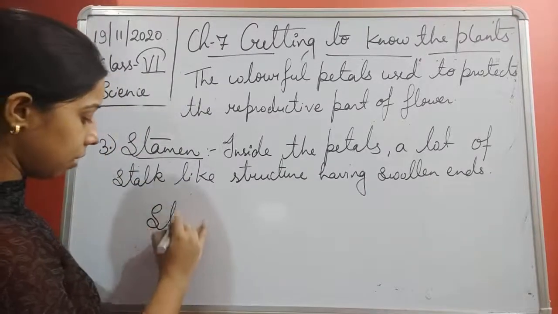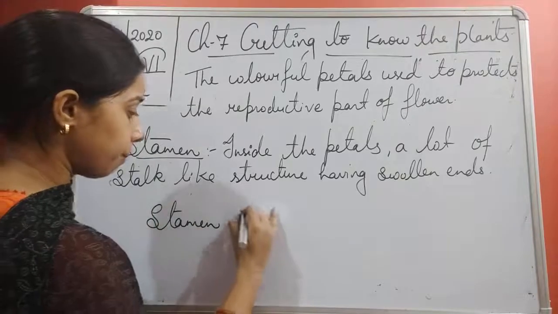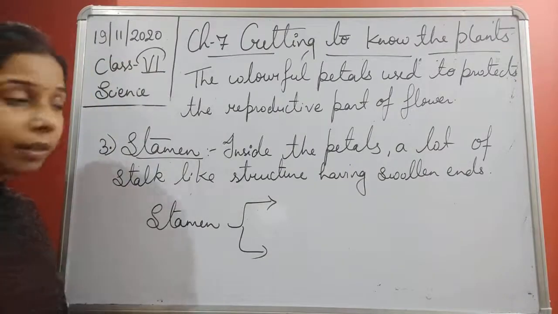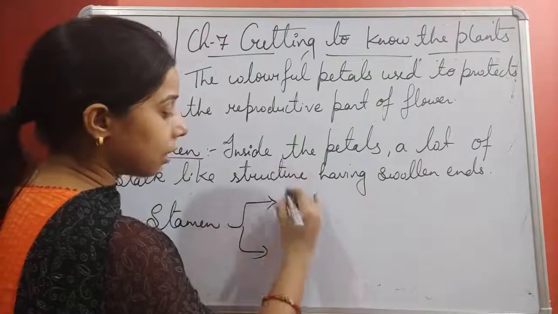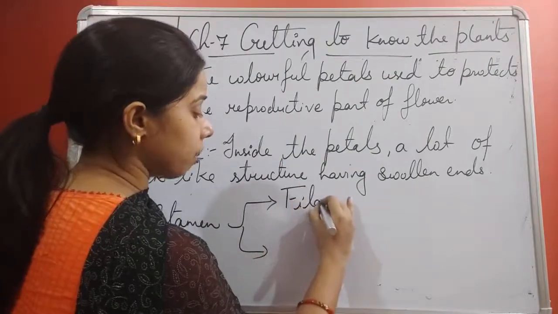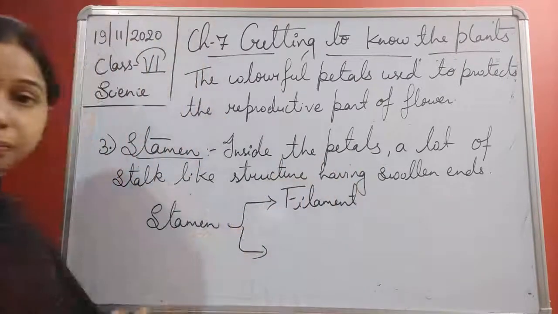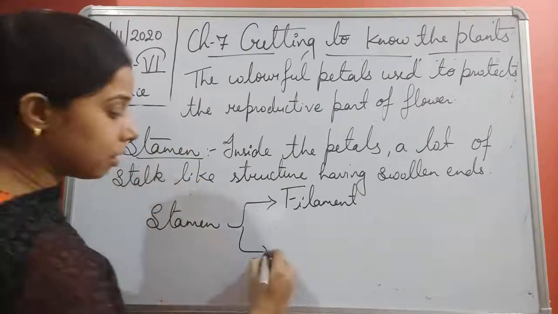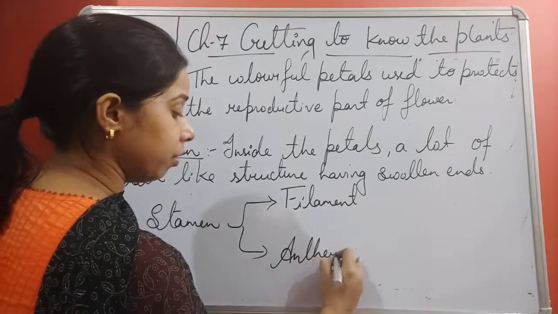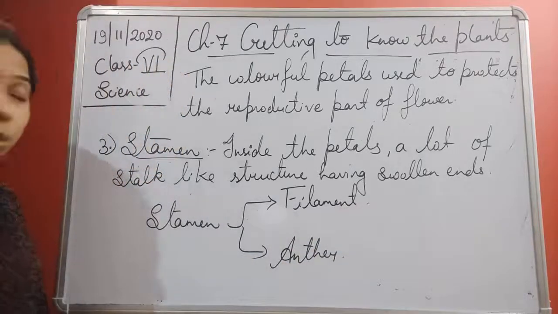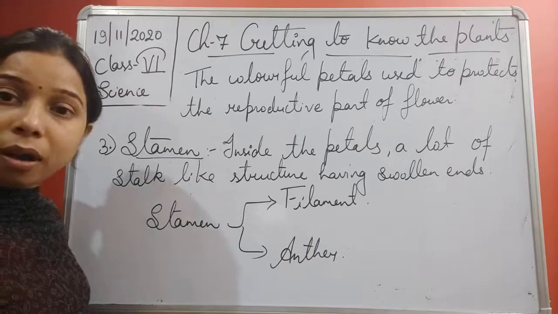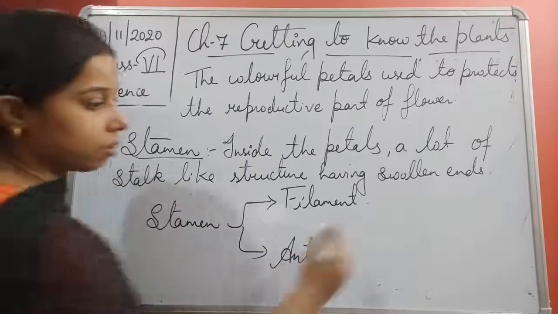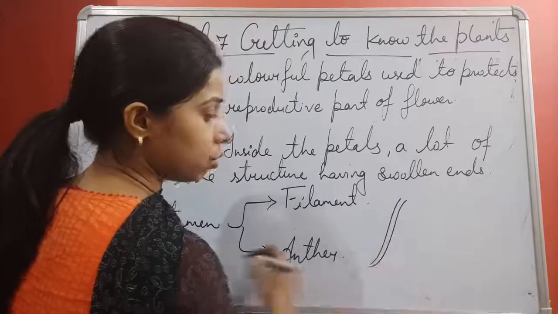Stamen is divided into two. So, you see, students, the stalk-like structure which we are talking about, actually that is the filament. We call it the filament. And the swollen top which is present there is known as the anther. So one is the filament, another one is the anther. Okay, the filament is that stalk-like structure.